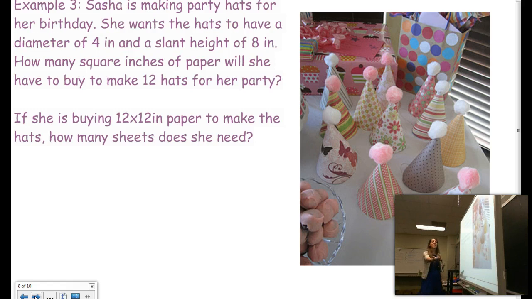These are hats I made for Hallie's birthday. Are they cute? Okay, great. So I actually did this problem. I needed to know how much paper to buy at Hobby Lobby.